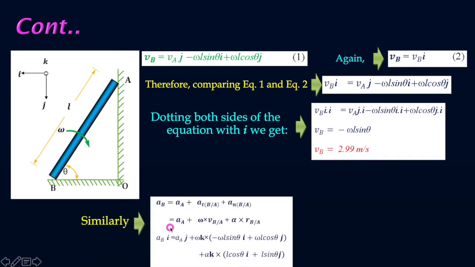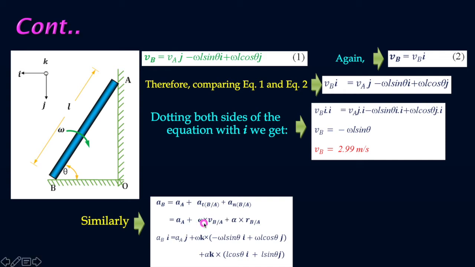Then what's the acceleration? Acceleration equals the absolute acceleration of A plus the relative acceleration of B with respect to A. The relative acceleration of B with respect to A has two different components. One is the normal component equal to omega into VBA, where VBA is this part of velocity, and the tangential component is alpha RBA.